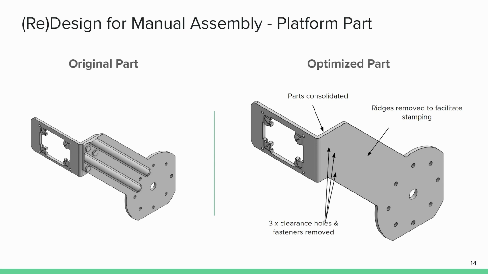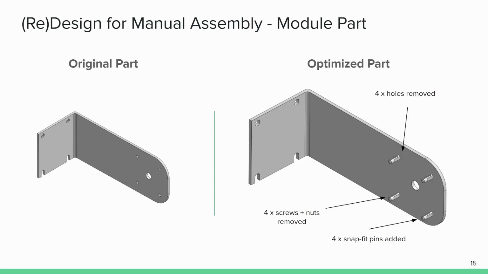The consolidation complies with the DfM guideline that if two parts do not move relative to each other, do not need to be of different materials, and do not need to be separated to allow assembly, they can be merged. This redesign minimally impacts the part's function, but it may make it slightly weaker than if it is two separate parts.